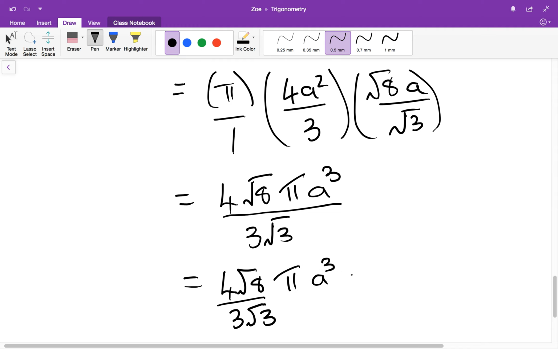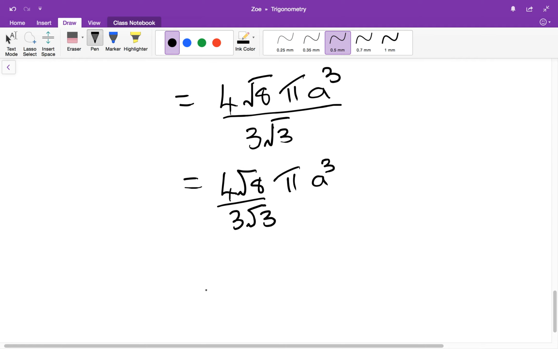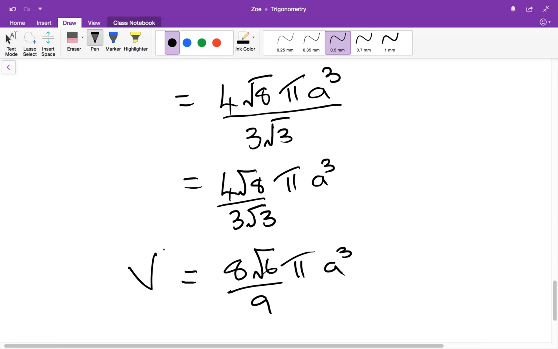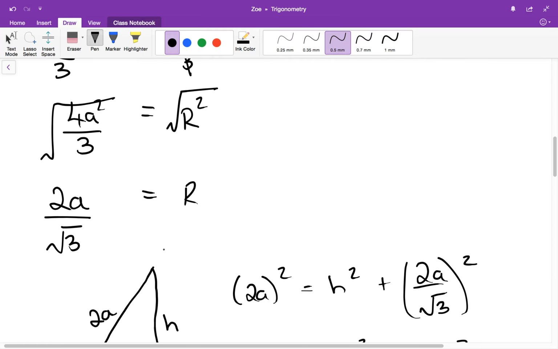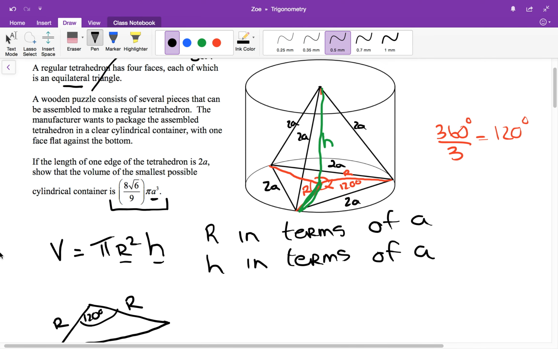And if you type that fraction, 4 square root 8 over 3 square root 3, into your calculator, the calculator will rationalize it for you, so that means get the square root off the bottom line, and you end up with 8 root 6 over 9 pi a cubed for the volume. I'm pretty sure 8 root 6 over 9 was what we were looking for. Yeah, 8 root 6 over 9 pi a cubed.